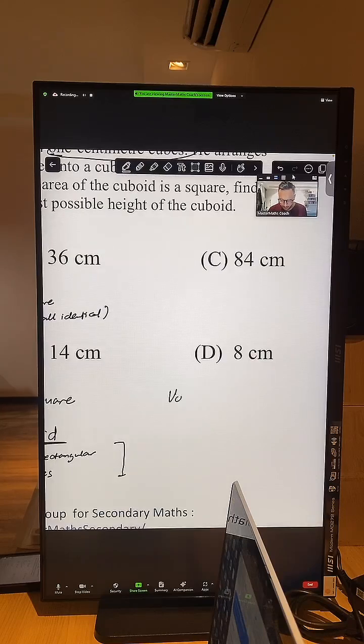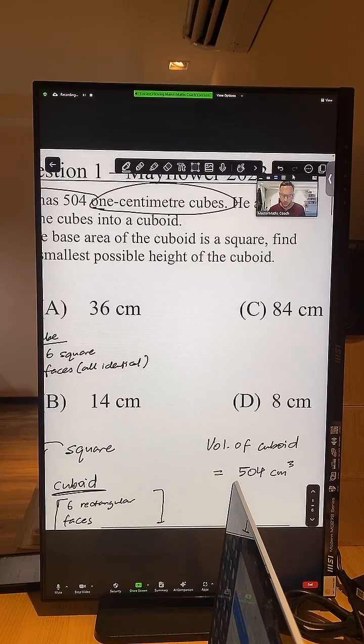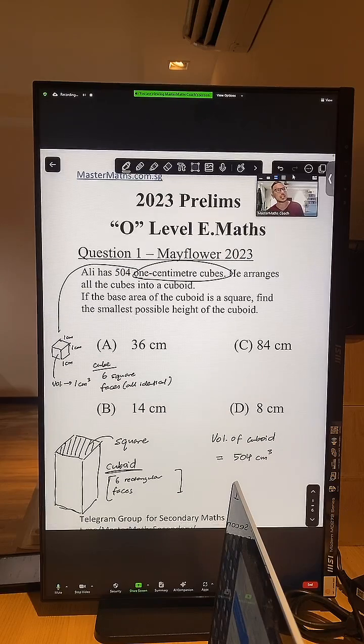Okay guys, so the volume of my cuboid is obviously going to be 504 cm cube, isn't it? Because he's got 504 cubes, and each cube has a volume of 1 cm cube. So you take 504 times 1, you get 504 cm cube. So they say that the base area of the cuboid is a square. Find the smallest possible height of the cuboid.